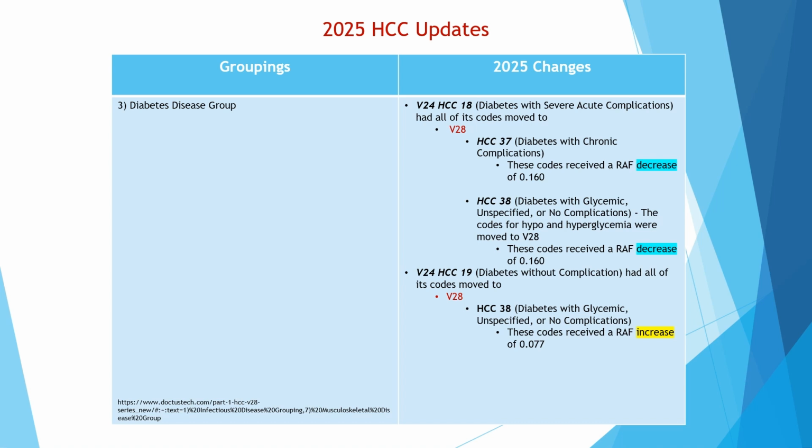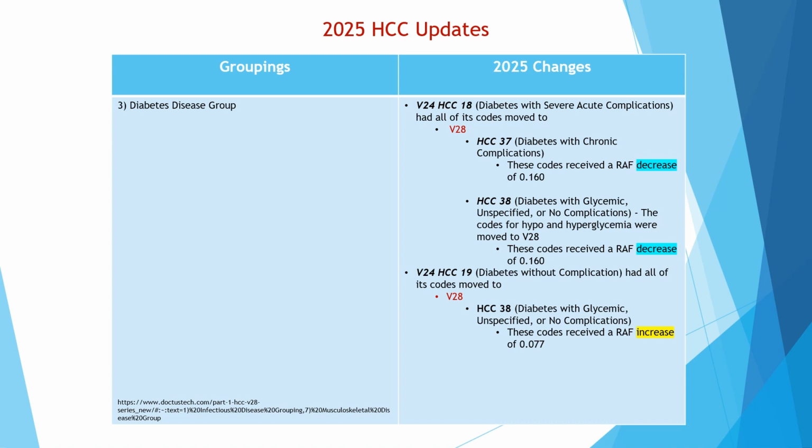V24 HCC 18, diabetes with severe acute complications, had all of its codes moved to V28 HCC 37, diabetes with chronic complications. These codes received a RAF decrease of 0.160.